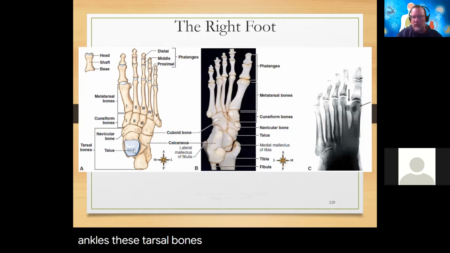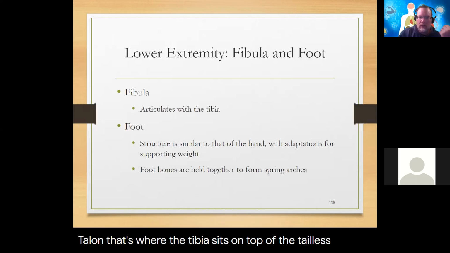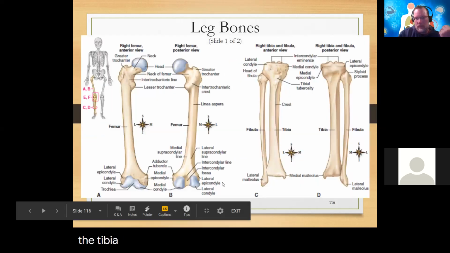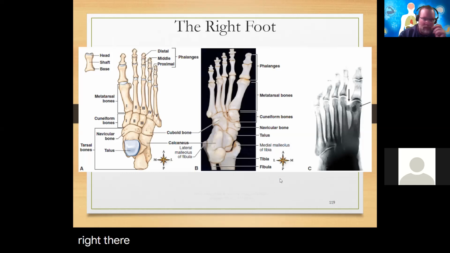These tarsal bones, you need to know 2 for sure. The first one is called the talus. Talus is like the talon. That's where the tibia sits on top of the talus. So we can see the talus right there. And then underneath the talus is your heel bone, which we call the calcaneus. So the talus and the calcaneus are the two tarsal bones you need to know. So your heel bone is actually an ankle bone. Tarsals are ankle bones.